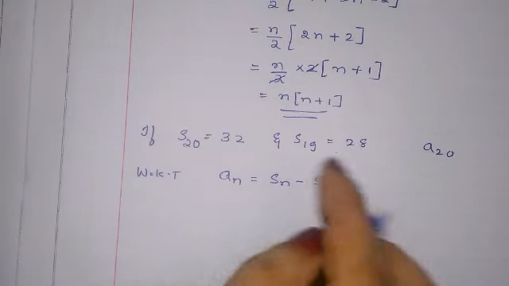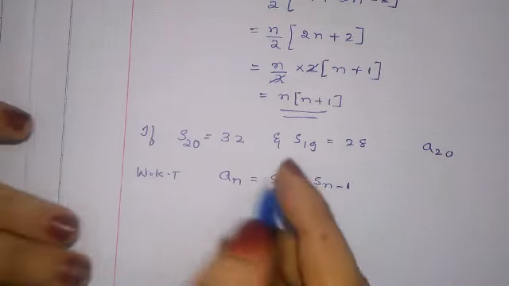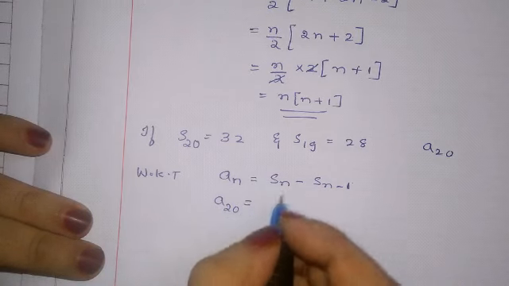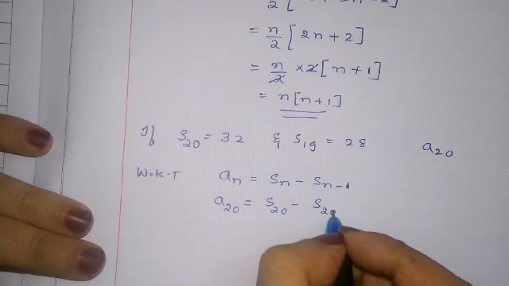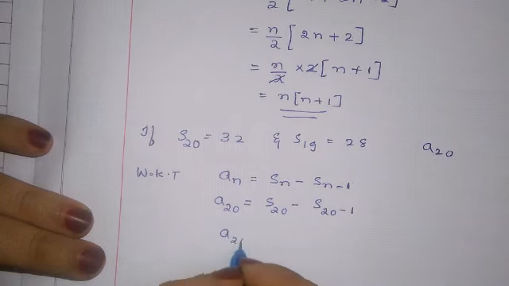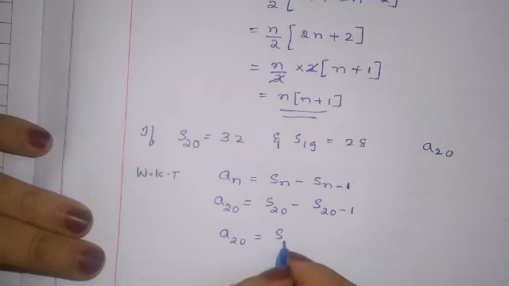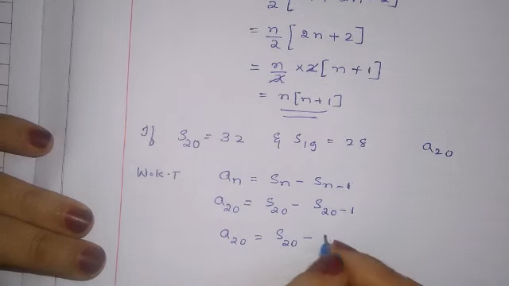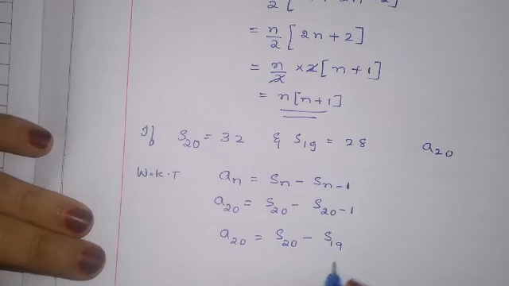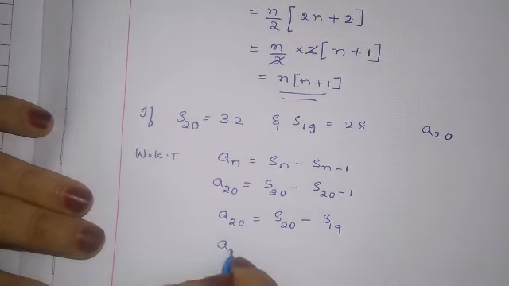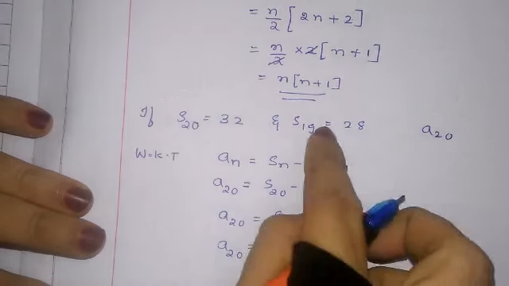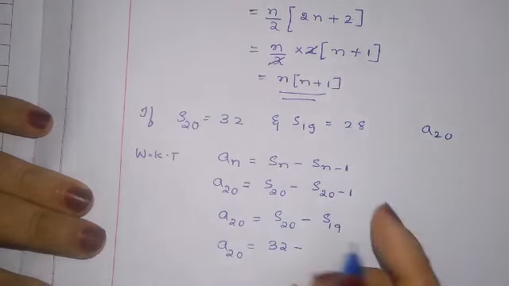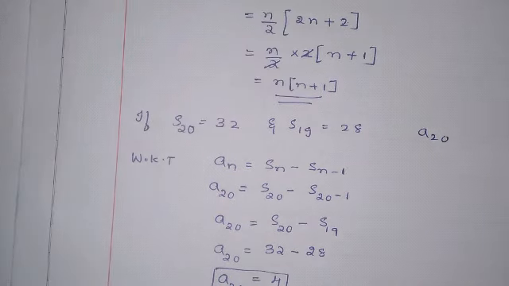So they have asked us to find A20, right? A20 is equal to S20 minus S19, that is S(20 minus 1). So A20 is equal to S20 value, 32, minus S19 value, 28. So A20 is equal to 4. So the correct option for this question is 4.